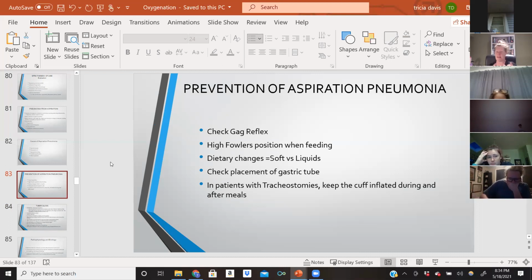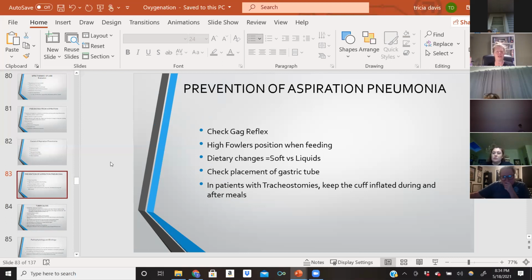If they are on thin liquids or chopped diets, you want to make sure you have signs on the door so anybody that comes in besides you will know not to give them certain things. You can do swallow evals on your patients at the bedside that are being ruled out for a stroke. You can do the swallow eval. You can have the doctor put an order in for speech to come and do it. You can check their gag reflex.